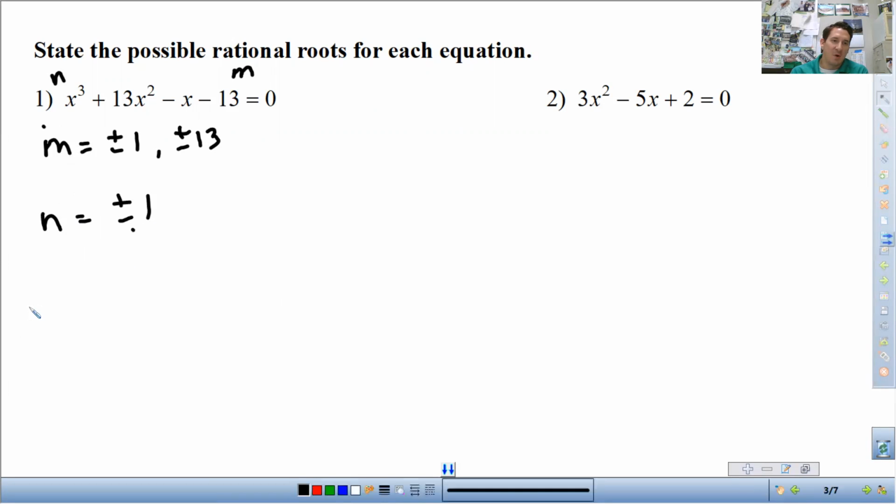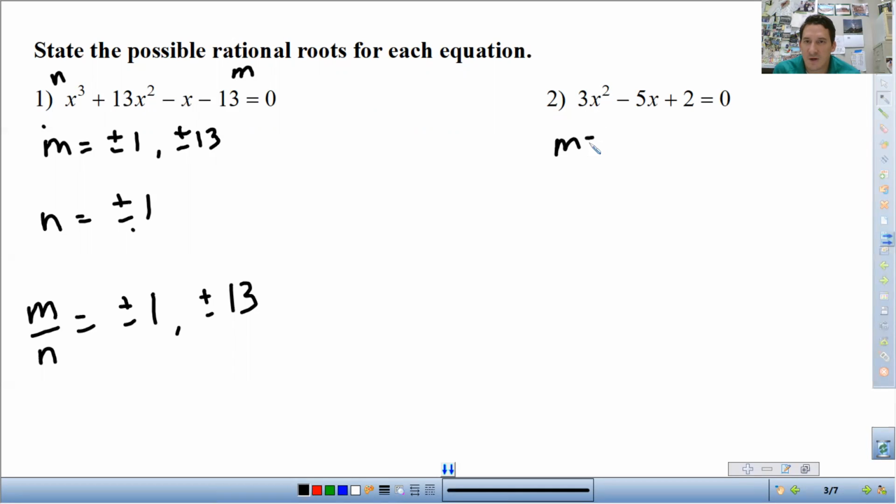So m over n, just list out all the possibilities. So we can have 1 over 1, which is 1, so plus or minus 1. And then we can have 13 over 1, which is plus or minus 13. It gets a little bit more in depth when you have something other than 1 here.